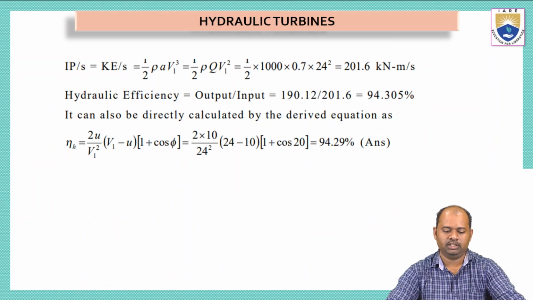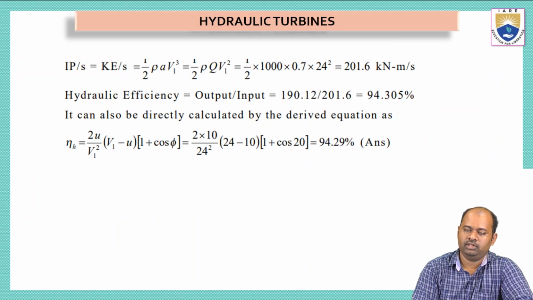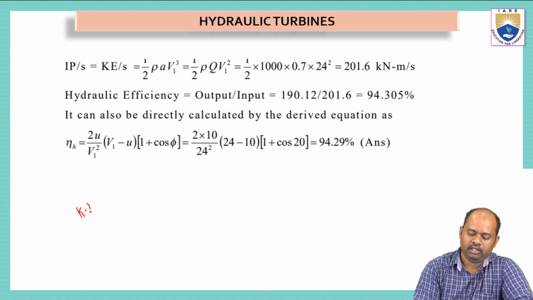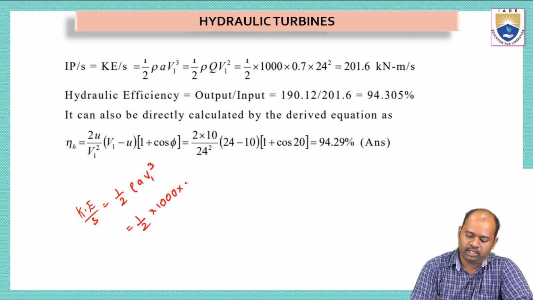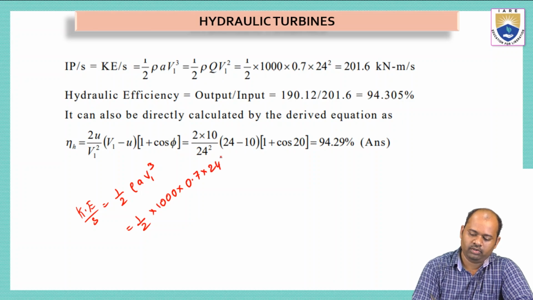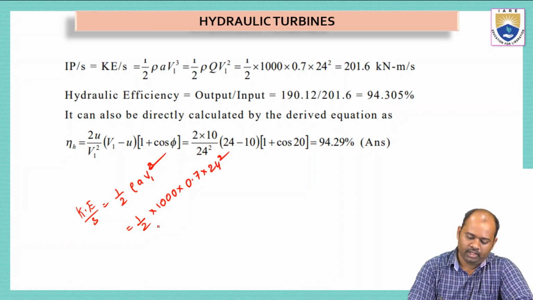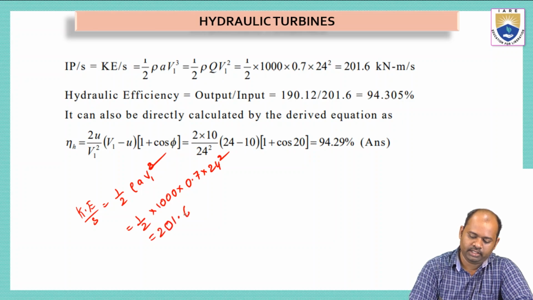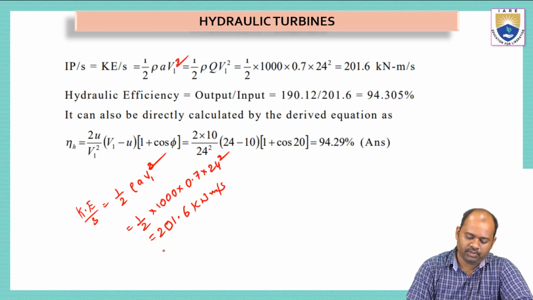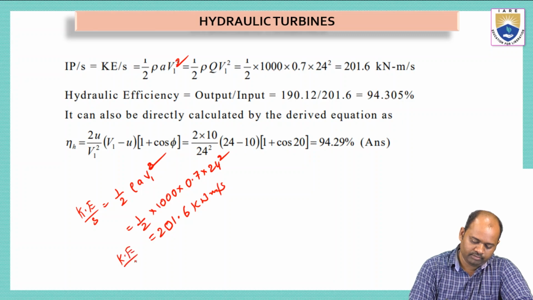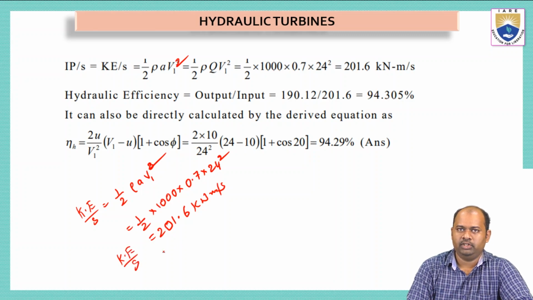Work done per second is nothing but the power. Now we have to calculate the efficiency also. In order to calculate the efficiency, we need a separate formula for kinetic energy. Kinetic energy per second is equal to half times rho A V1 cube. So from this we can calculate half times 1000, area times velocity is 0.7, multiplied by 24 squared, and from this we will get a value of 201.6 kilonewton meter per second. So this is the kinetic energy per second, the value with which we are going to calculate the hydraulic efficiency.